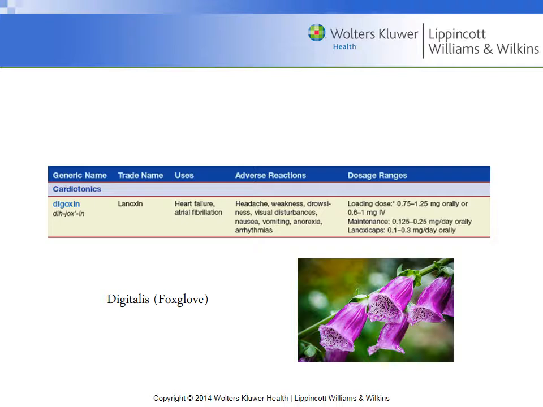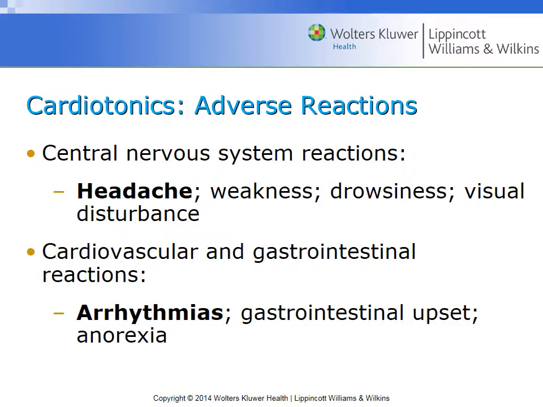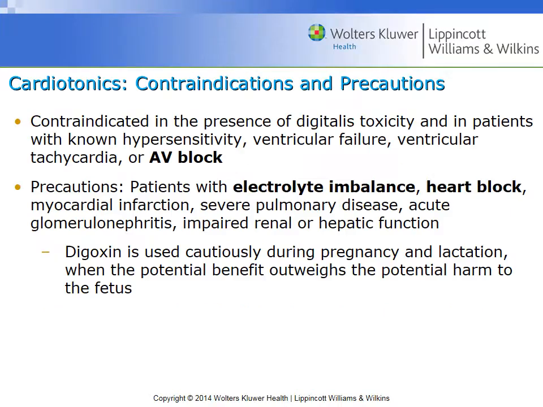So digoxin is started with a loading dose, and once we have a therapeutic level, then we'll start with a smaller maintenance dose. Adverse reactions, the big one is headache. They can also feel weakness, drowsiness, and some visual disturbance. Arrhythmia is going to be the most serious complication that you're going to want to watch very closely for, especially if the medication is given IV push. It can actually cause sudden cardiac failure or put into a life-threatening arrhythmia.